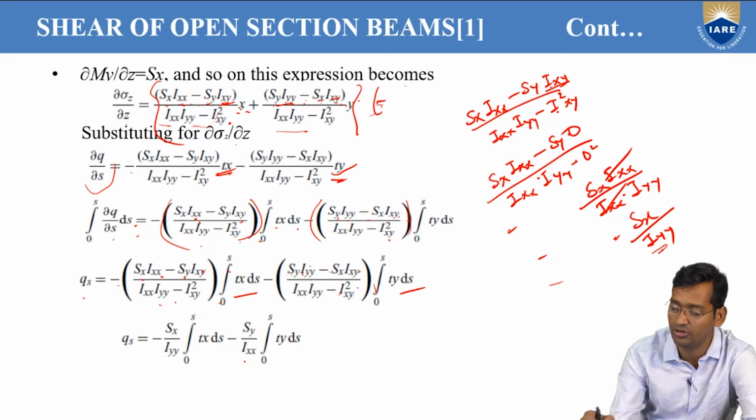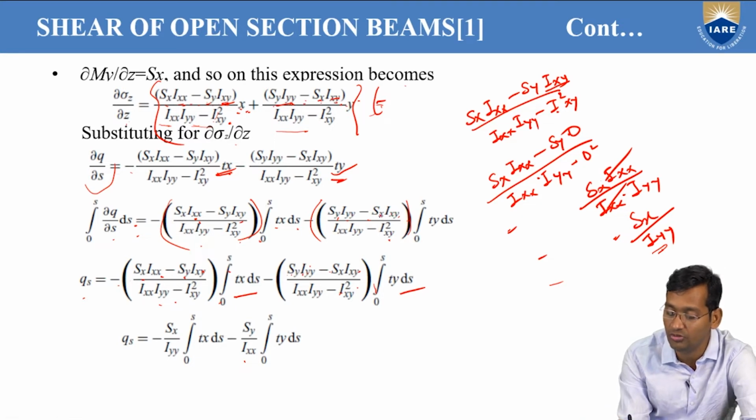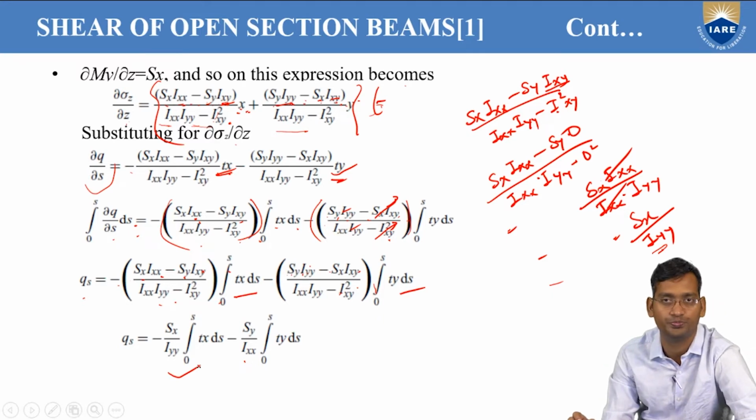Same way you can just put Ixx as 0. So this will be 0, so this term will get removed. This term again will be 0. So now what is left? Sy, Iyy, Ixx, Iyy. So Iyy cancels. What you will get is Sy by Ixx. So now this is the cube.